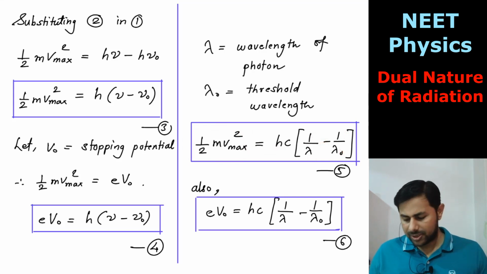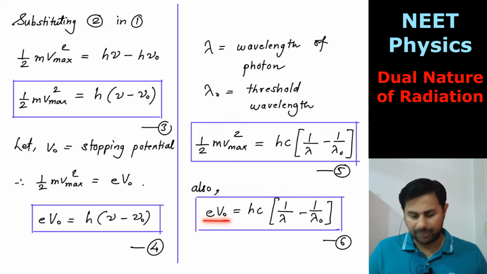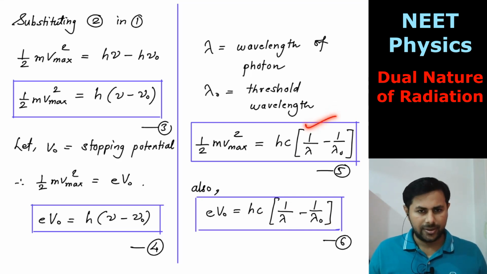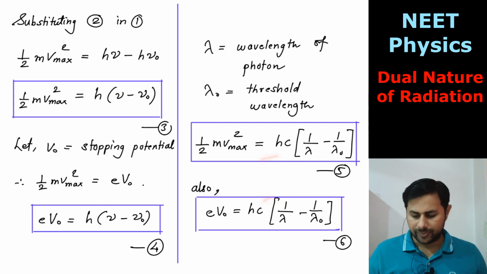Sometimes they might just ask for a different form of the equation. Again, half m v max squared can be written as e times V naught, and it is equal to hc times (1 by lambda minus 1 by lambda naught). You don't need to separately remember these equations, because this is very clear: half m v max squared is equal to h times (nu minus nu naught). Nu can be written as c by lambda. This is just another form of the same equation.